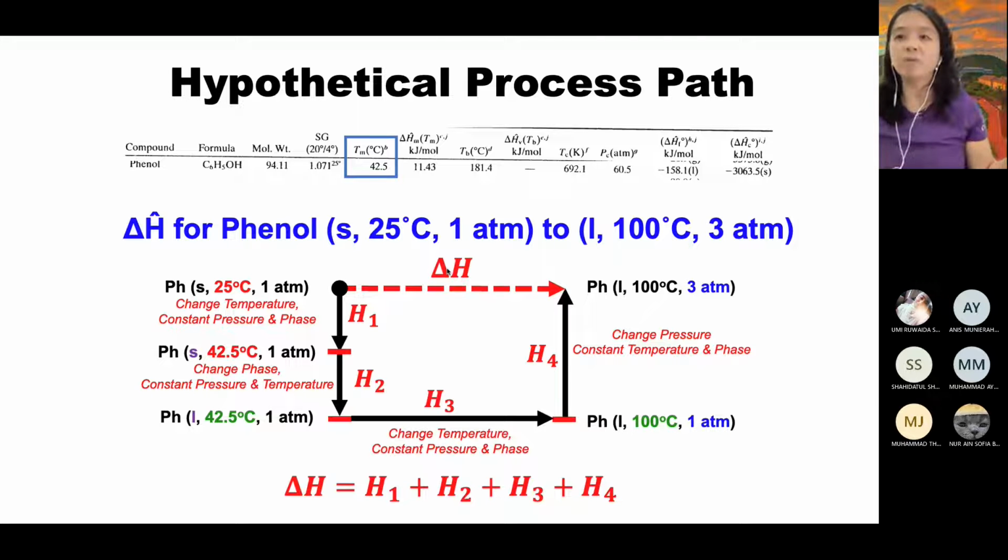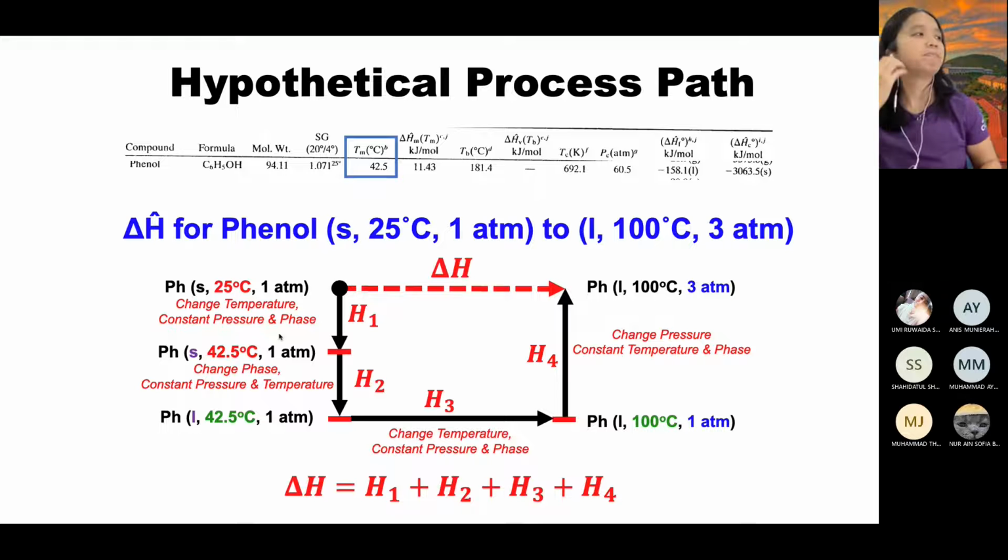Bila kita ada 3 benda yang berubah ataupun 2 benda berubah, kita kena pisahkan pengiraan itu kepada path-path yang berlainan. So, for example, in this case, okay, first of all, bila ada perubahan fasa, you must understand, okay, enthalpy calculation ni akan ada pengiraan untuk perubahan fasa, perubahan suhu, perubahan tekanan. Okay. And bila kamu ada case di mana perubahan fasa from let's say solid to liquid, kamu tak boleh sebarangan tukar ataupun kamu tak boleh sebarangan kira.